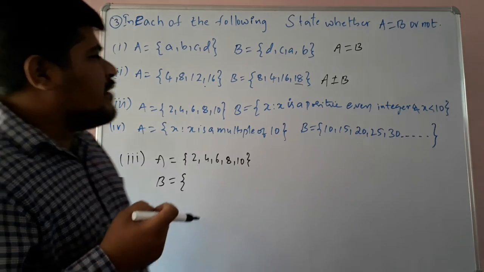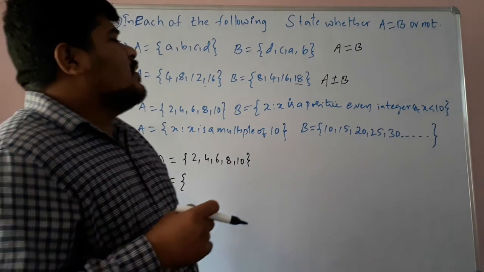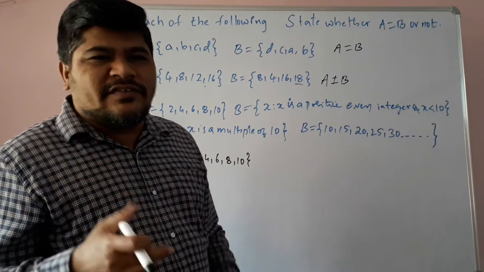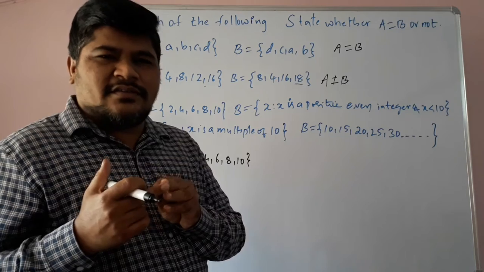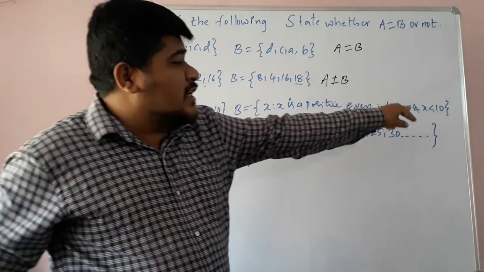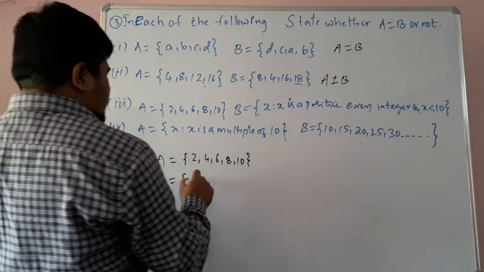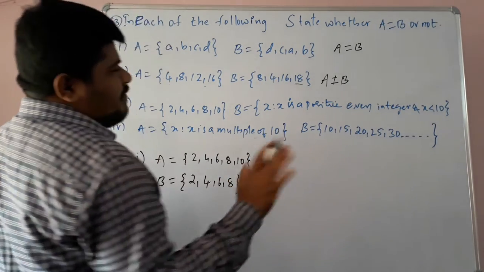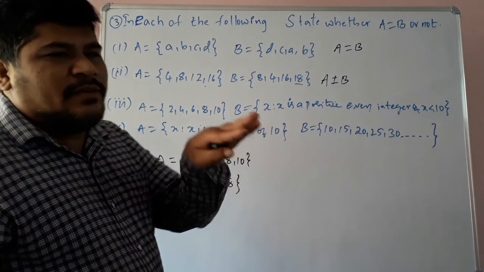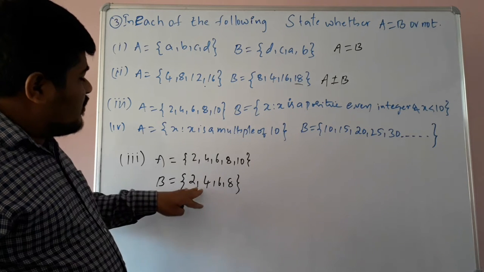X is a positive even integer less than 10. So what are the positive even integers less than 10? 2, 4, 6, 8. They mentioned here less than 10, so you should not take 10, children. Okay, 10 we should not mention because they mentioned x must be less than 10. So B is {2, 4, 6, 8}.